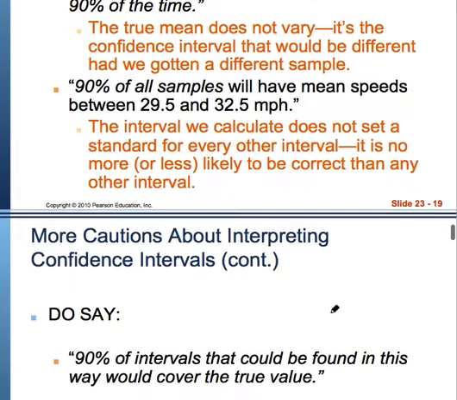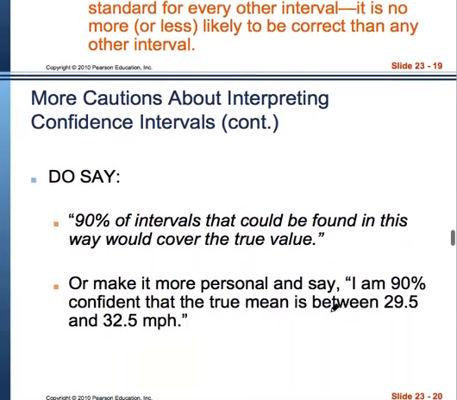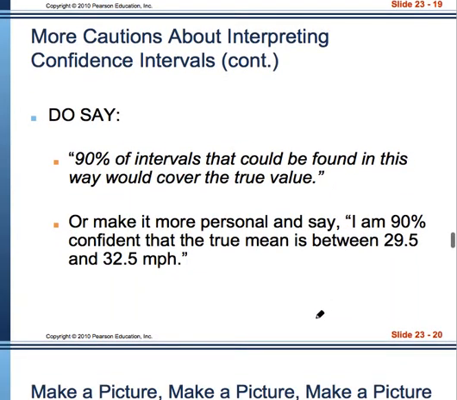I'm just going to scroll through these. If you need to pause the video to read them, you can. This is exactly what you should say. And the one I'm putting the box around here right now goes exactly with what we've said with proportions. I'm 90% confident that the true mean is between 29.5 and 32.5 miles per hour. The key words are where the true mean is, and your level of confidence.